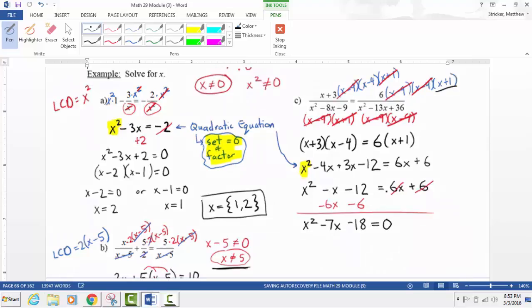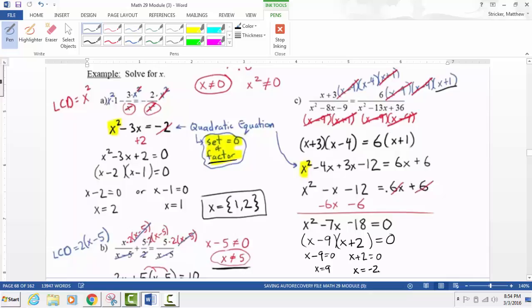Now what do we do? We set equal to 0 and we factor just like we've been doing. So if we go ahead and factor this, what do we have? We have x minus 9 and x plus 2. And then we set each of those equal to 0. X minus 9 equals 0, which means x equals 9. And then x plus 2 equals 0, which means x equals negative 2.